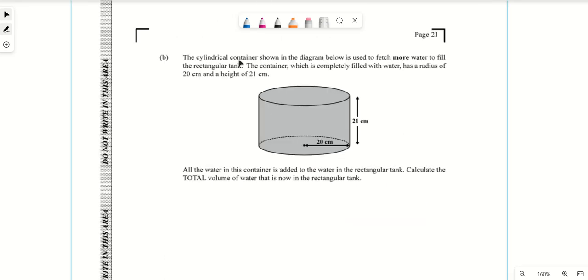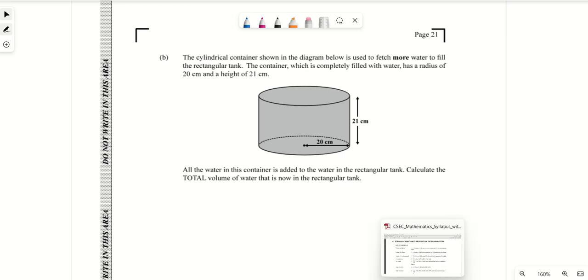Then part B of the question says, a cylindrical container shown in the diagram below is used to fetch more water to fill the rectangular tank. The container, which is completely filled with water, has a radius of 20 and a height of 21. All the water in this container is added to the water in the rectangular tank. Calculate the total volume of water that is now in the rectangular tank. So basically they fill this container with water and they dump it into the tank that we saw before. So we need to find the volume of the cylinder.